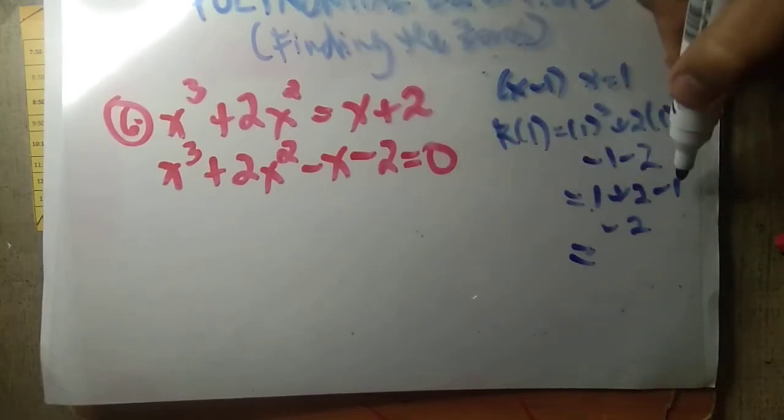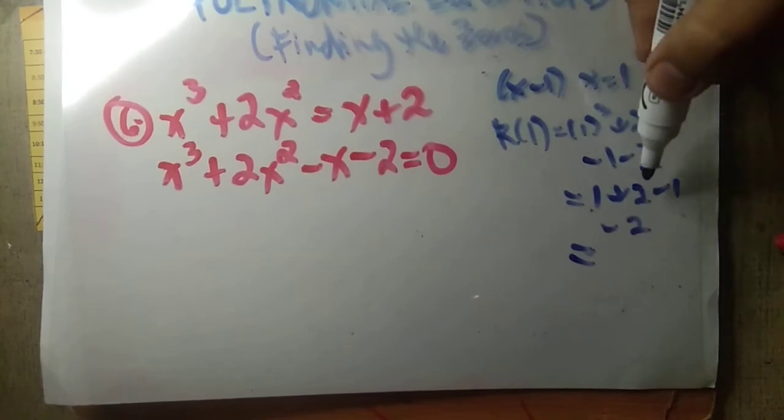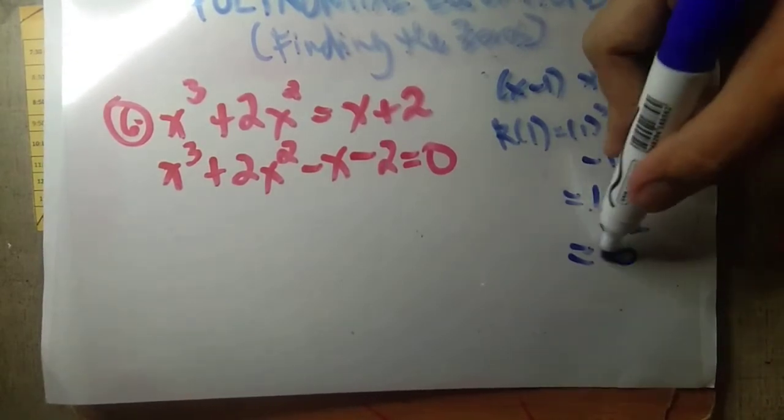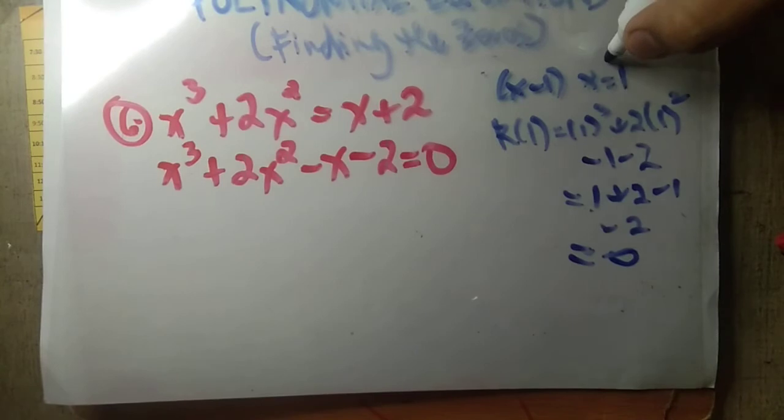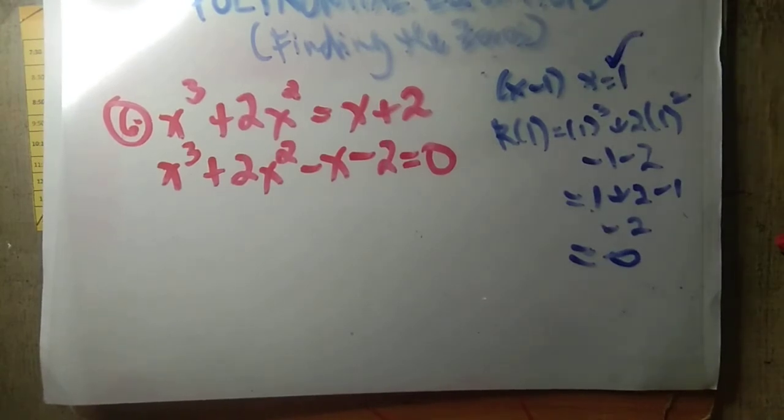1 plus 2, 3. Negative 1 minus 2 is negative 3. So, 3 minus 3, ibig sabihin yan. So, lalabas 0. So, confirmed na si negative 1 ay isa sa mga factors. Automatically yun.